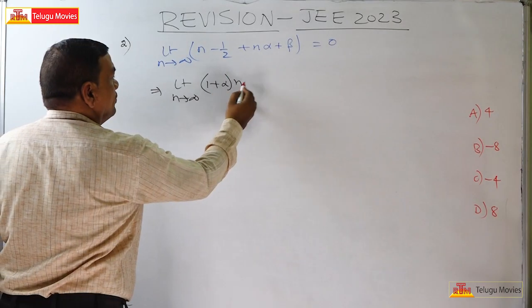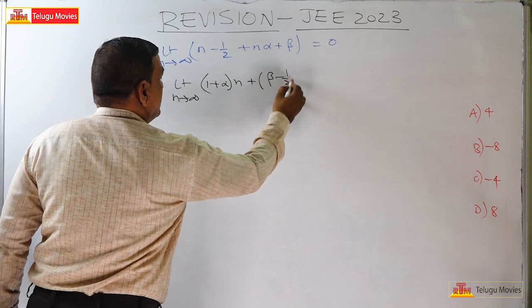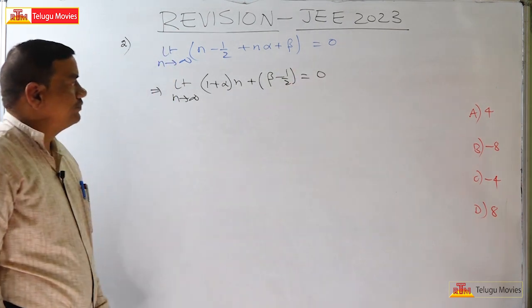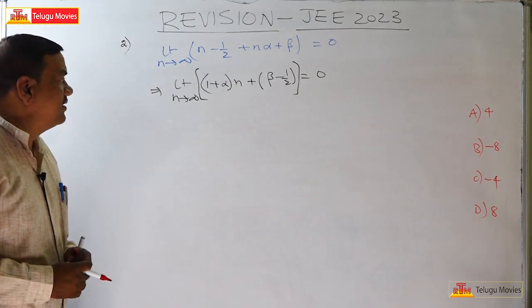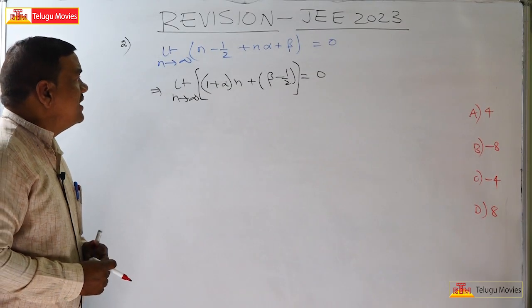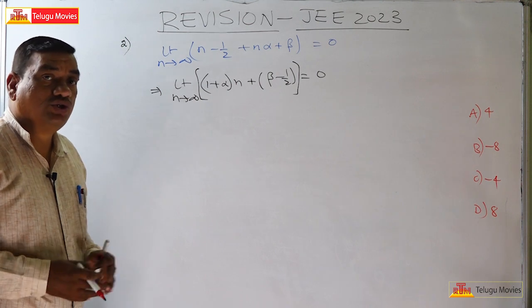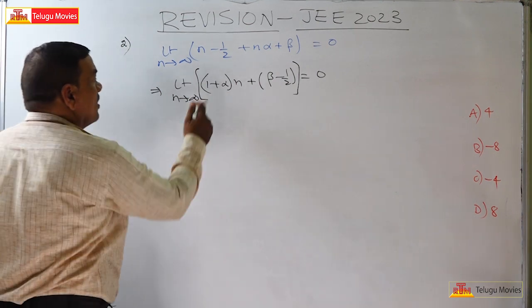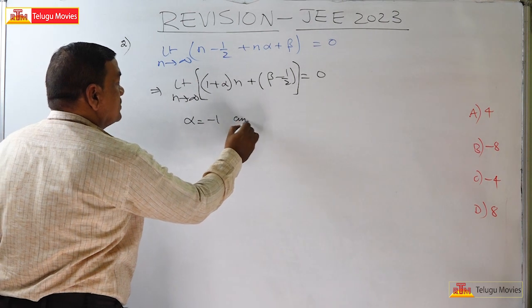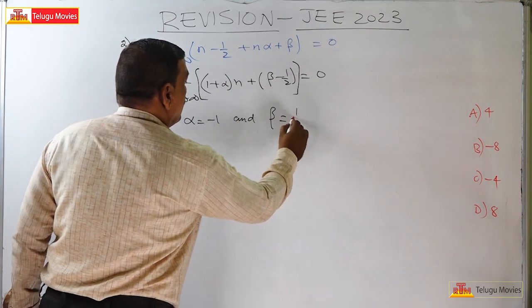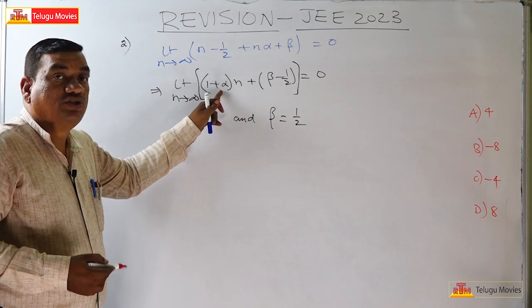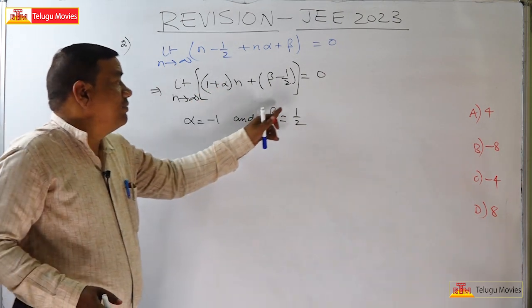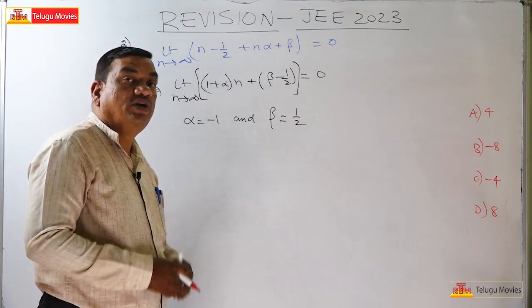So this implies limit n tends to infinity, this is (1 plus alpha) into n plus beta minus 1 by 2 is equal to 0. So the limit of this function, (1 plus alpha) into n plus beta minus 1 by 2 is equal to 0. This is possible only when alpha is equal to minus 1 and beta is equal to 1 by 2. If you substitute alpha as minus 1, 1 minus 1, 0, 0 into n, 0. In place of beta, substitute 1 by 2, minus 1 by 2, 0 plus 0.